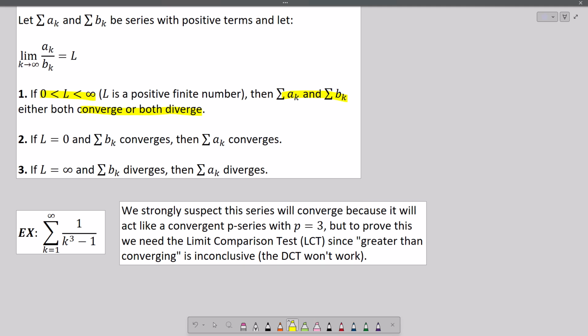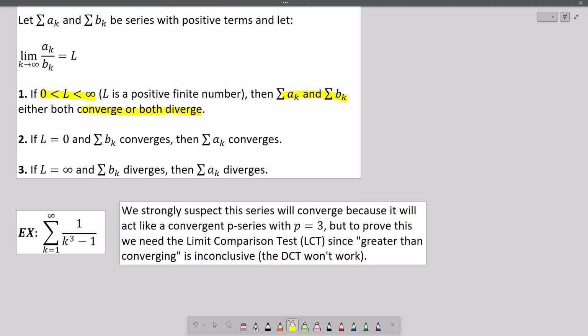If we get a limit here, so a positive real number, then both converge or both diverge. So they do the same thing if we get a positive real. So the thing we have to remember is that this positive real doesn't mean that the a sub k series converges. It means that it does the same thing as the b sub k series. Okay, if it's positive real.